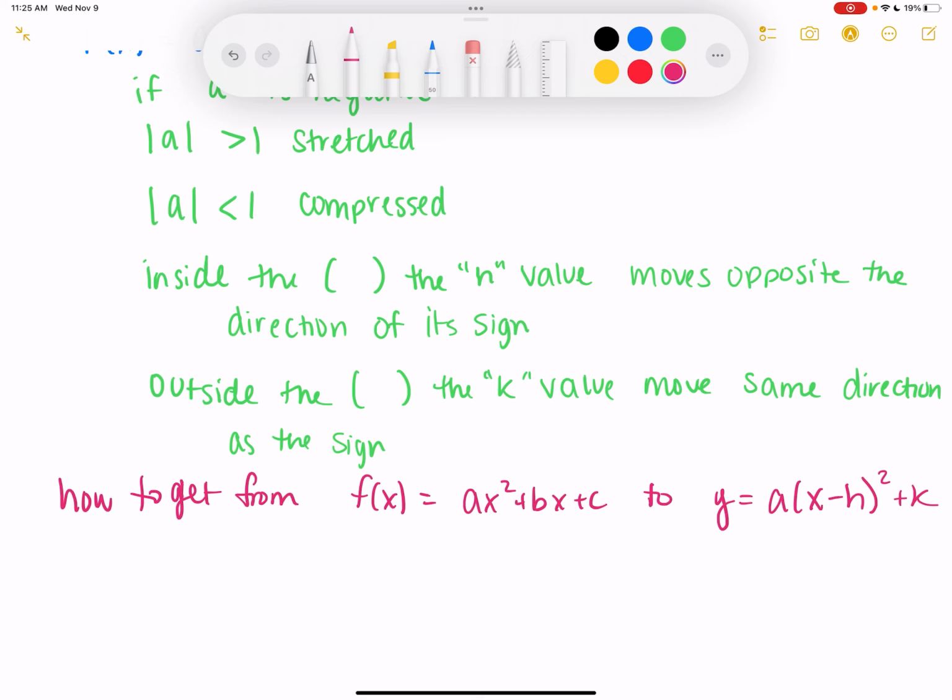So I'm given standard form, I want vertex form. To find h, I would do minus b over 2a, so I would take the number values. If the signs are there with them, the sign goes with them. So it would be minus b over 2a, and k is equal to f of h. So we would plug in minus b over 2a into f to find k. So you could also write this as f of minus b over 2a.